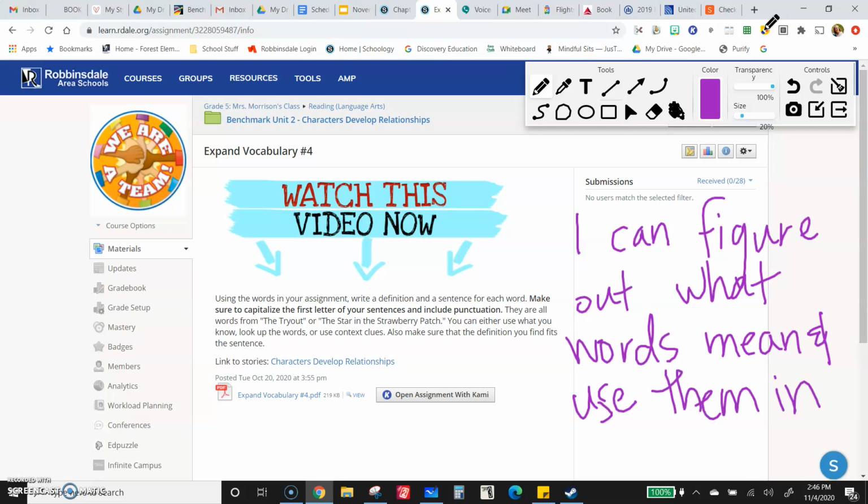Now, using them in a sentence is an important part, and when you're using them in that sentence, make sure to capitalize the first letter and include punctuation. I'm not always too picky. In the chats, on some assignments, it doesn't always matter, but for this, I really do want you to focus on writing a good sentence, which includes capitalization and punctuation. Okay?